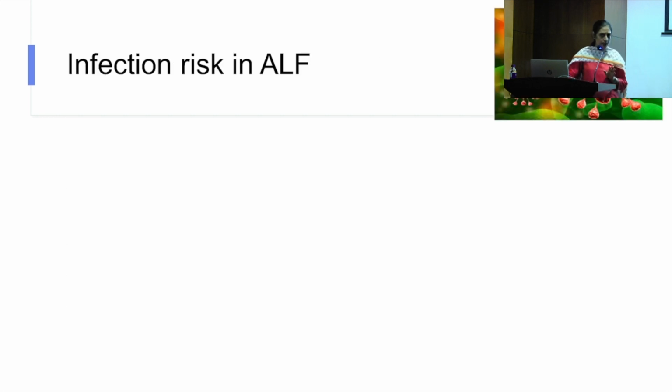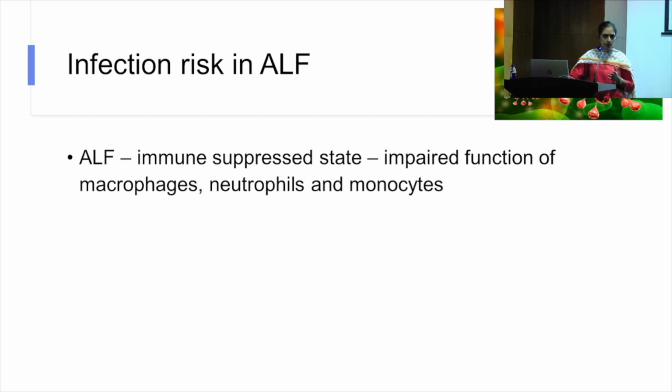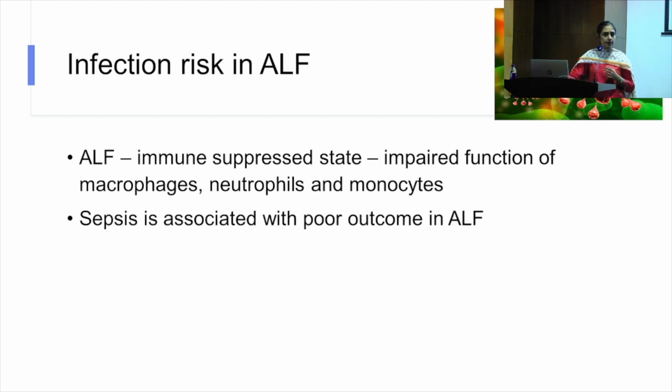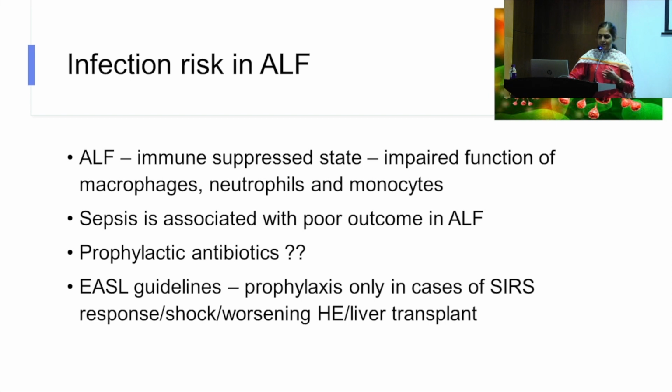Infection risk is very high in acute liver failure. It's an immunosuppressed state, and sepsis in ALF has a very poor outcome. So you need to maybe consider prophylactic antibiotics. But would you give prophylactic antibiotics for all cases of ALF? Is it one of the common prescriptions in the cases that you have managed? No. The EASL guidelines mention prophylaxis only when there is a case of severe SIRS response, or there is a shock, or rapidly worsening hepatic encephalopathy, or you're considering liver transplant. Only in such instances, yes, prophylactic antibiotics.